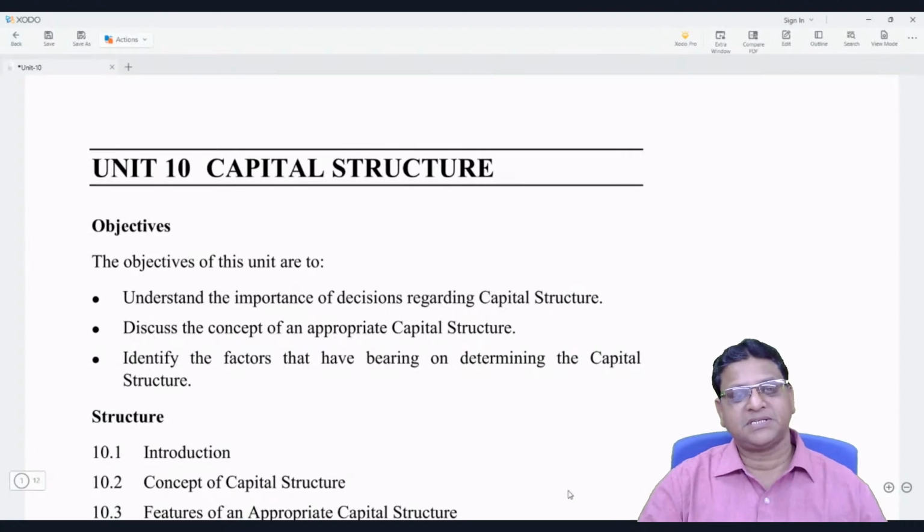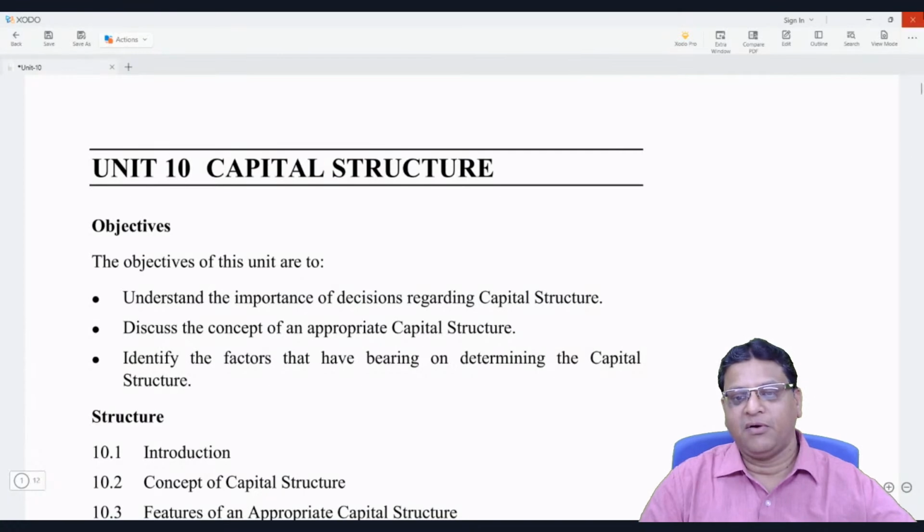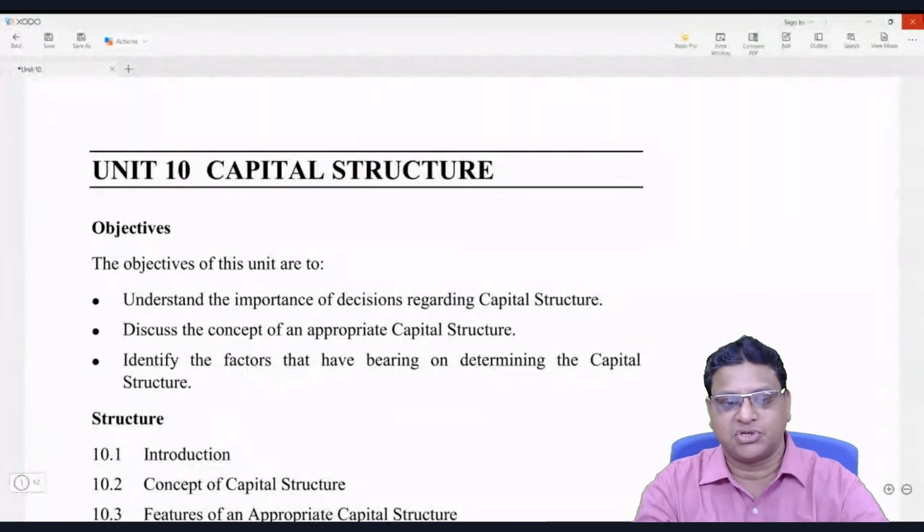Good afternoon, friends. Today we will discuss Unit 10 of Financial Management, that is Capital Structure Decision. At first, let me tell you the learning objective of today's session. Our learning objective is, first, to understand what is capital structure. Then we will discuss appropriate capital structure. Next, we will discuss the factors that have a bearing on determining the capital structure.